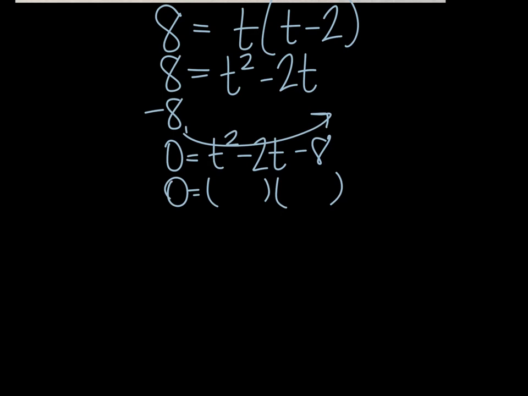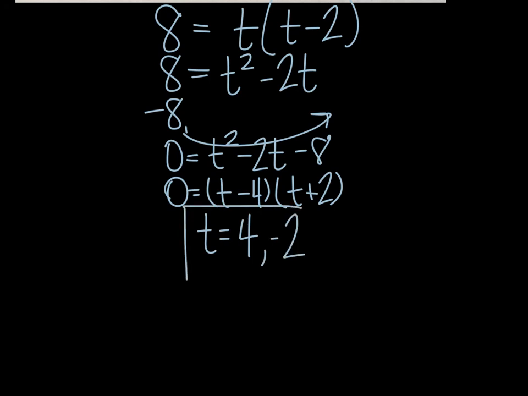All right, so you're going to factor: what's going to multiply to give you negative 8, but subtract to give you negative 2, and that's going to be negative 4 and positive 2. So if you've got these two factors and you get 0, one or both of them must be 0. The only way for this parentheses to be 0 is if t were 4, so that's one of my answers. And the only way for this parentheses to be 0 is if t is negative 2. So those are my two answers.